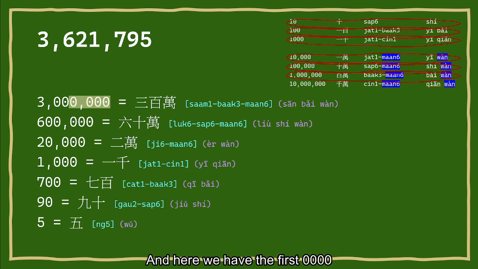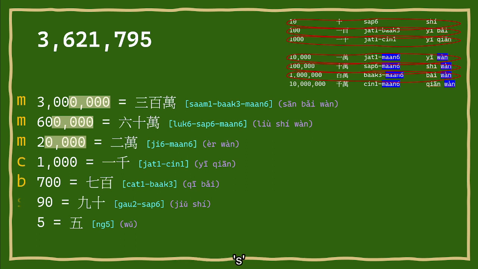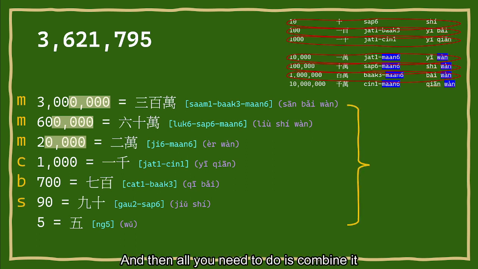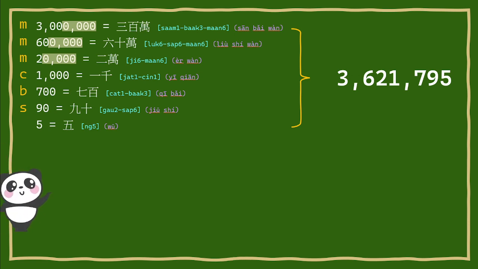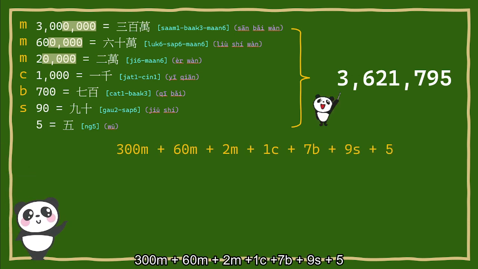And here we have the first 4 zeros, which is M. And you've got another 4 zeros, another M, and then another 4 zeros, another M. And then the rest is C, B, S, and that's it. And then all you need to do is combine it. So we get 300M plus 60M plus 2M plus 1C plus 7B plus 9S plus 5.